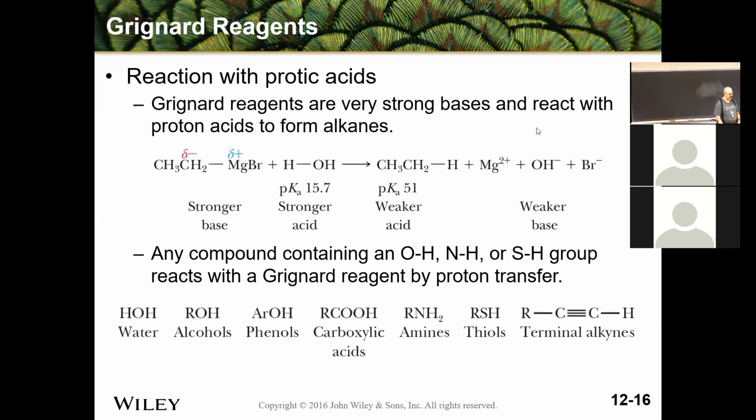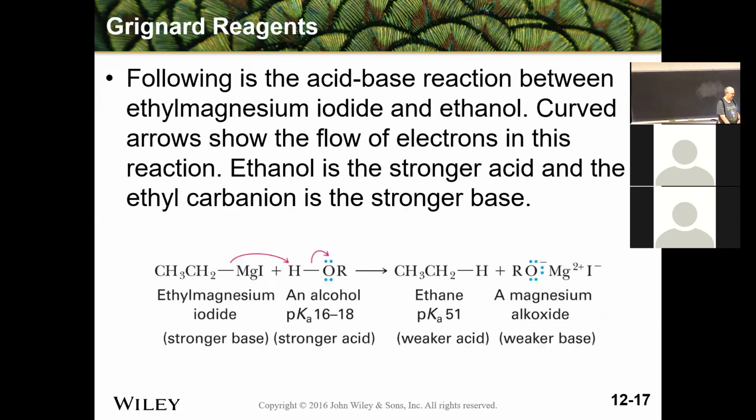Turns out we also need to exclude terminal alkynes. They have a pKa of about 25. This just shows one example of that, and that is we have to also avoid alcohols.